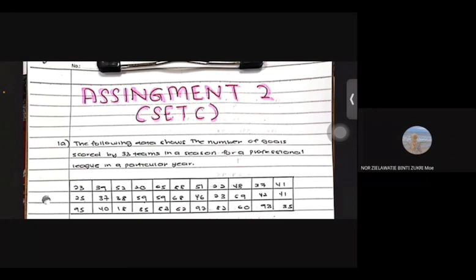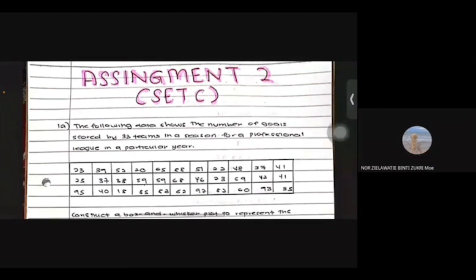I am Nuzulawati binti Zukri, and I will start the discussion for question 1A. The question is, the following data shows the number of goals scored by 33 teams in a season for a professional league in a particular year. Construct a box and whiskers plot to represent the above data and identify the outlier, hence interpret the shape of the data. For this question, first we must make a stem and leaf plot.